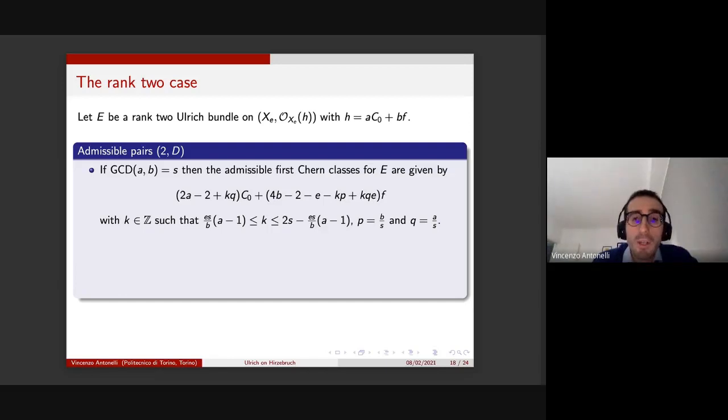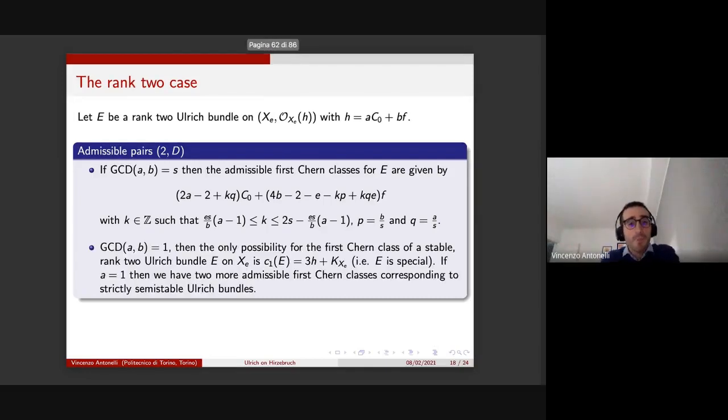K is an integer in this range, and if you look at the range of K, you see that the greatest common divisor between A and B is in some sense a measure of the possible admissible first Chern classes. So if this greatest common divisor is big, you will expect a large number of admissible first Chern classes. Otherwise, you have the extremal case: if the greatest common divisor between A and B is equal to 1, then the only possibility for the first Chern class of a stable rank 2 Ulrich bundle is the special one. So you only have the special.